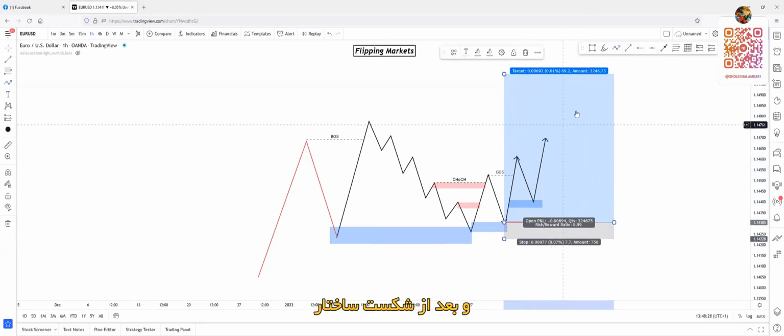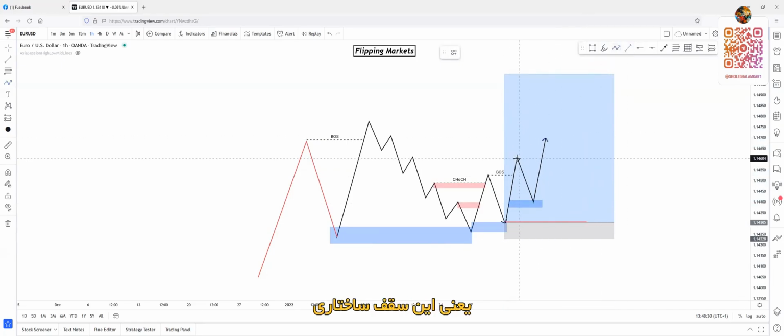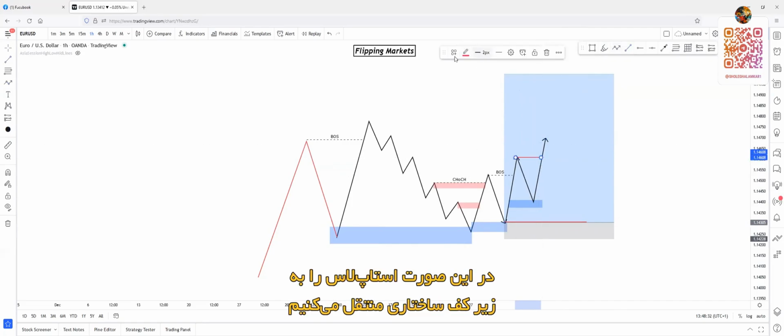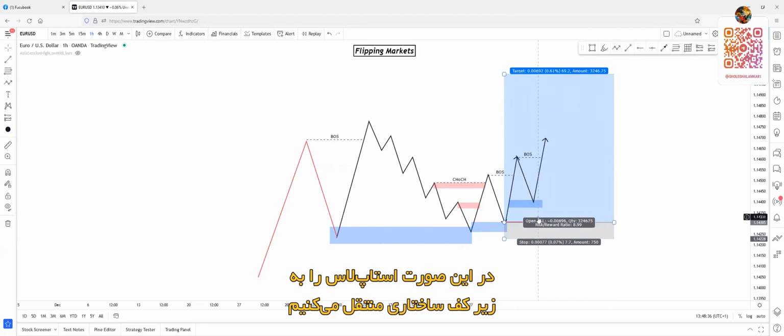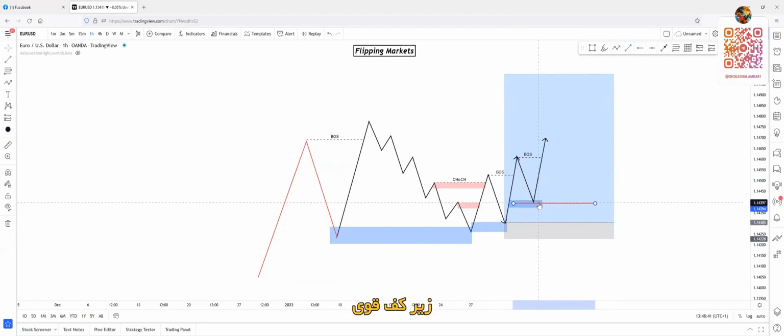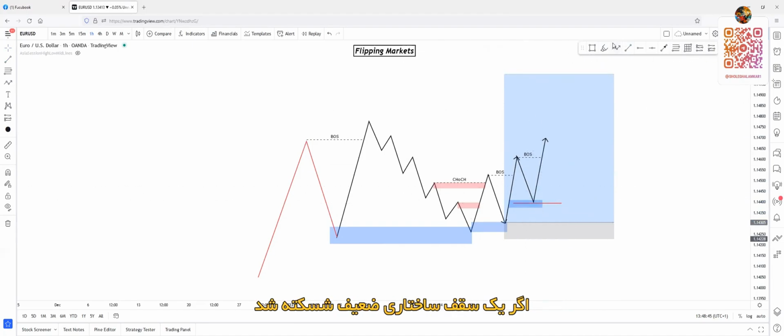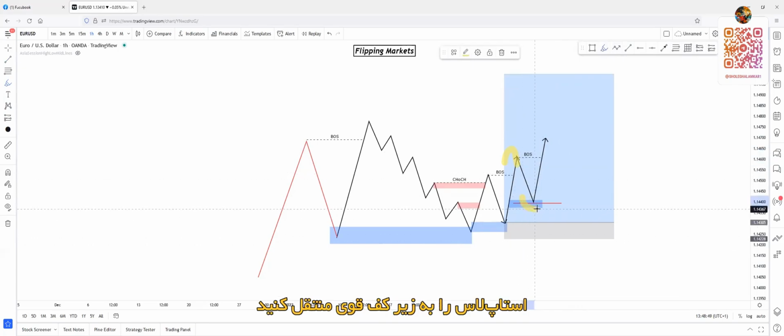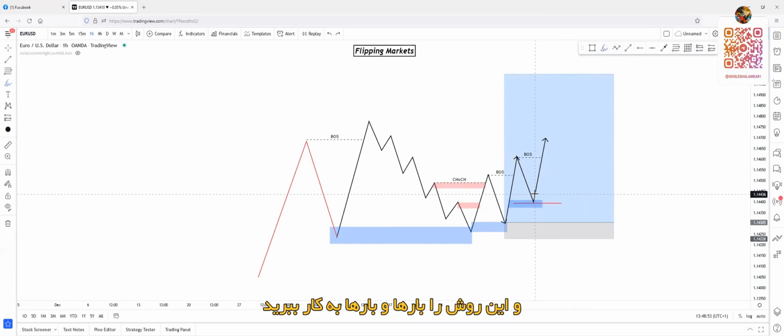After the next break of structure, so the break of this structural high, we will put our stop loss below the next structural low, the strong low. So as you know, this is the strong low. If a structural high, a weak high, breaks, we will put our stop loss below the less strong low. And this method goes on and on again.